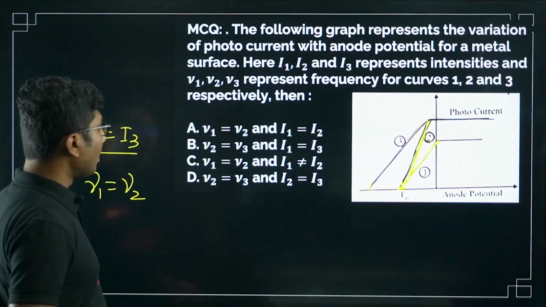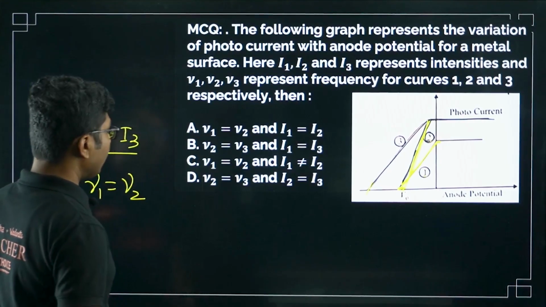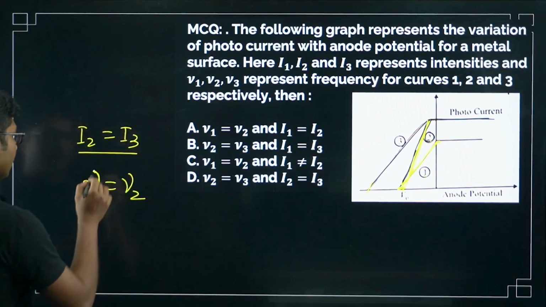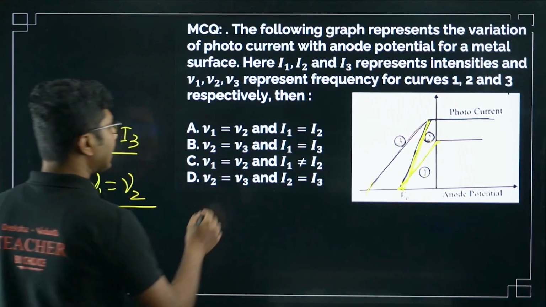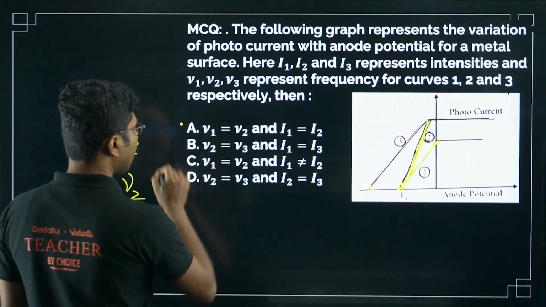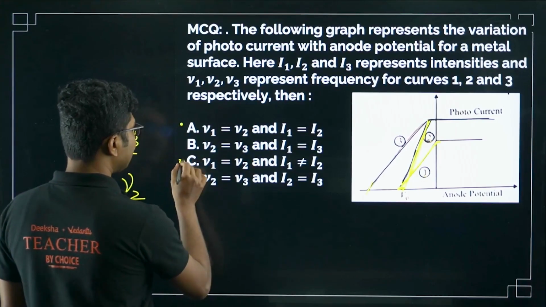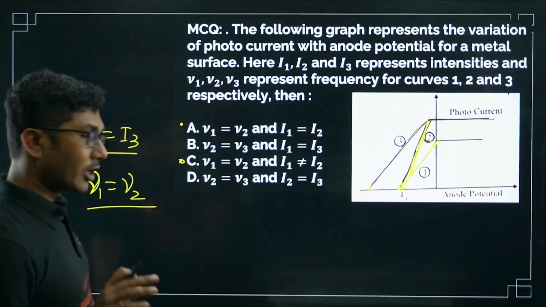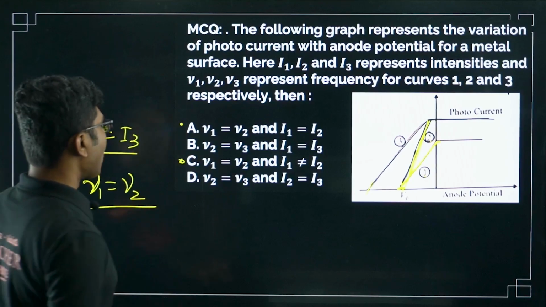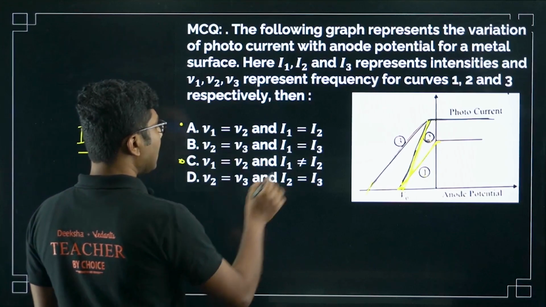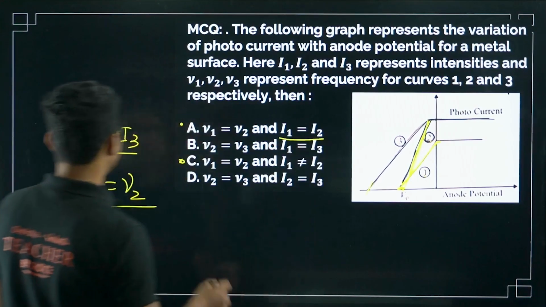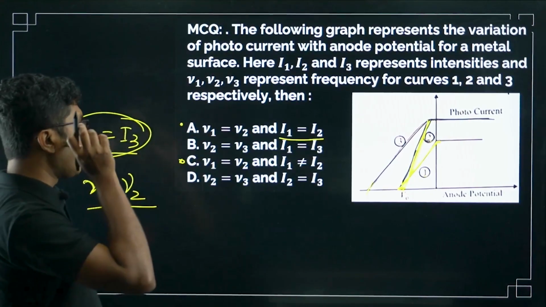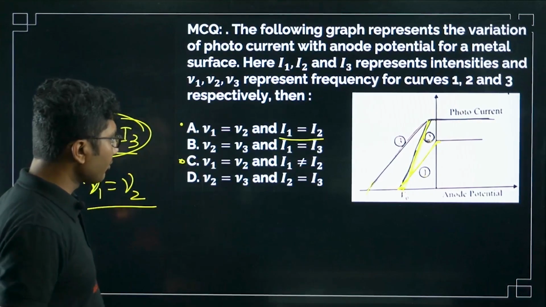So let's see which one is correct. We have found that nu 1 equals nu 2. So we see that either option A or option C is correct. One of them is correct, one of them is wrong. Now if you consider option A, it says I1 equals I2. Is I1 equal to I2? No, I1 is not equal to I2. So definitely A is not the correct option.